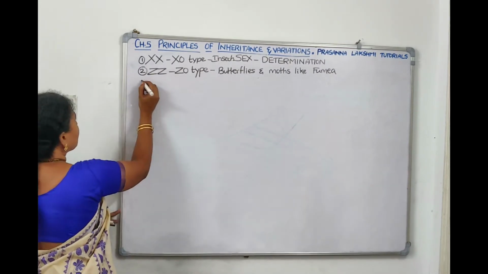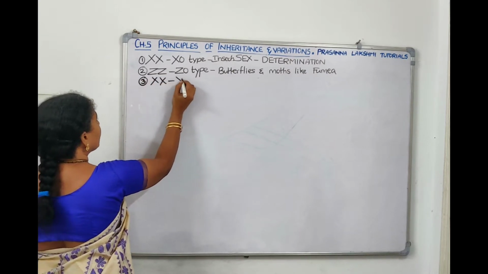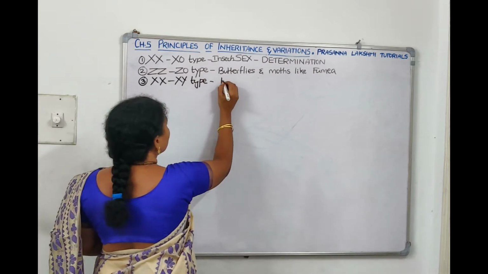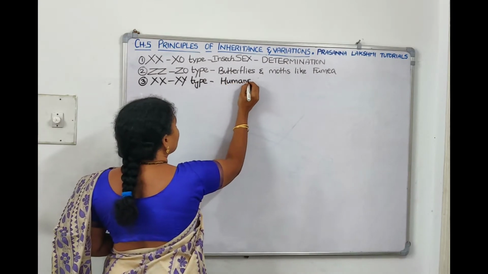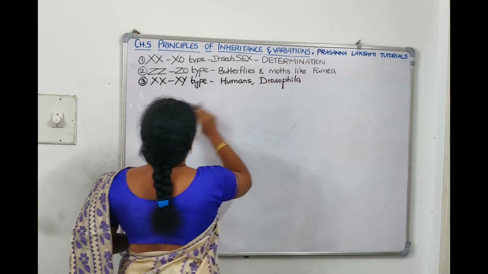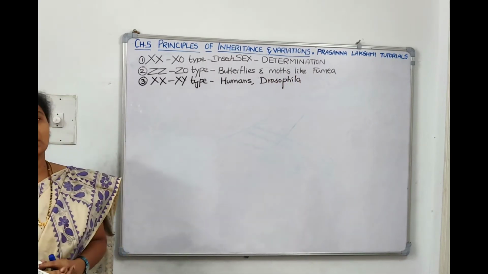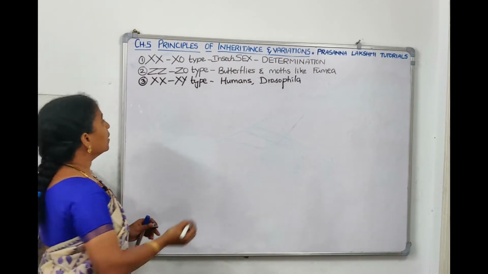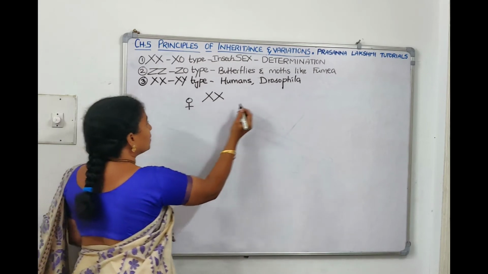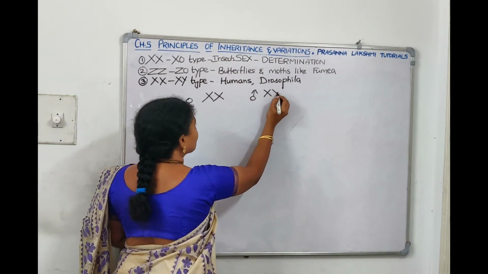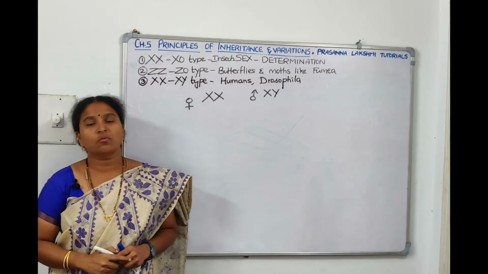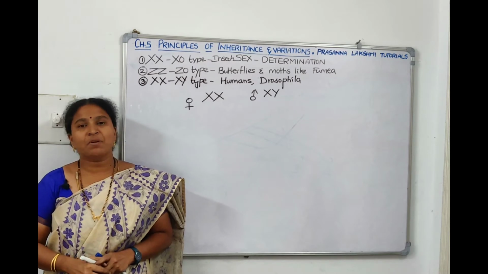The third type of sex determination is XX and XY type of sex determination. This is seen in humans and Drosophila, the fruit fly. Here the females bear the allosomes XX and the males bear the allosomes XY. The chromosomes which are common in both males and females are called autosomes. The chromosomes which are dissimilar in males and females are called allosomes.